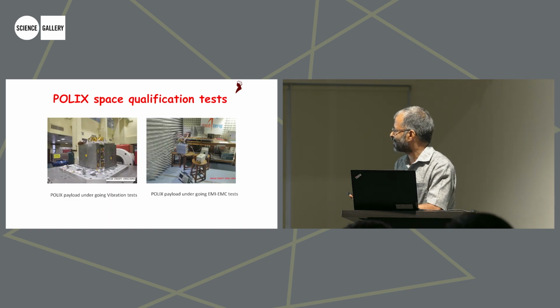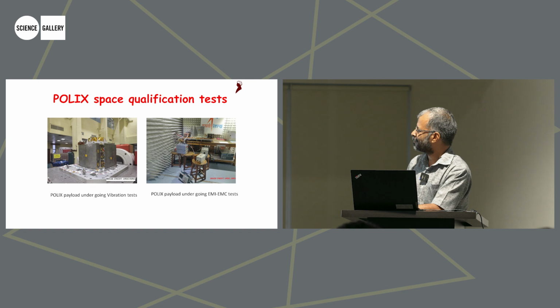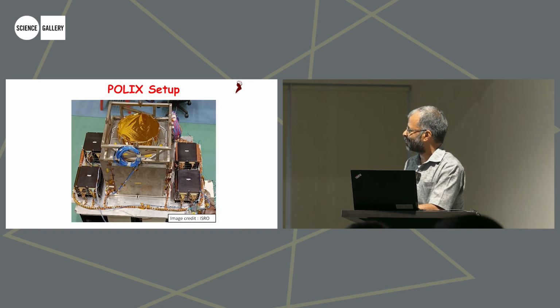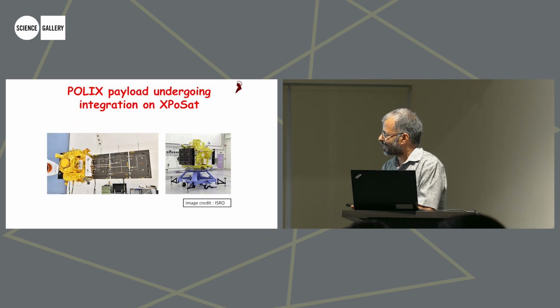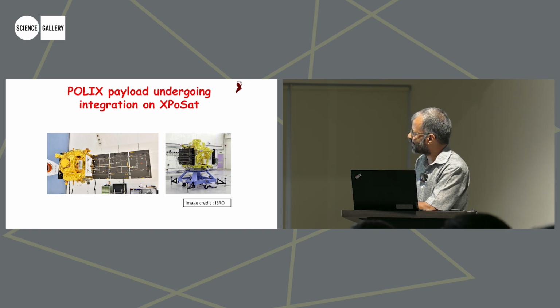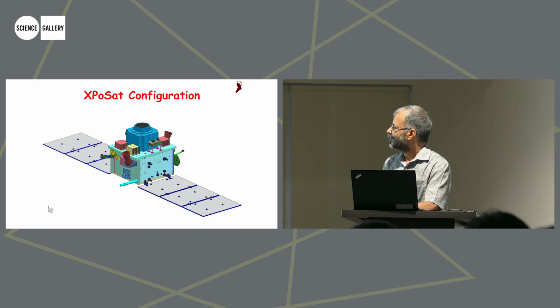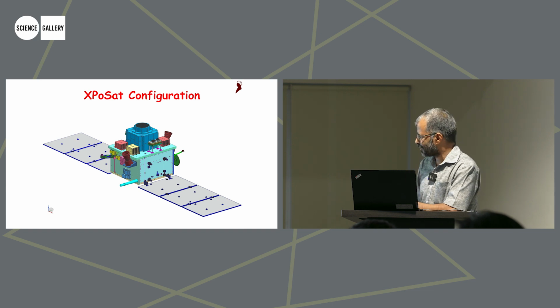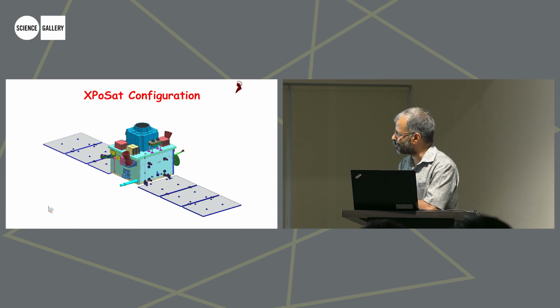This is the EMI EMC test being done at ISRO, and this is the complete system. All 4 backends and 4 detectors are here, and this has to be integrated with the satellite. This is a solar panel. This is our Polix being integrated on the satellite bus. You can see this is a complete satellite bus, and this is the Polix. This is the ExpoSat configuration. These are the solar panels. This is the Polix. This is the backend electronics, and this is the X-ray spectrometer from ISRO.